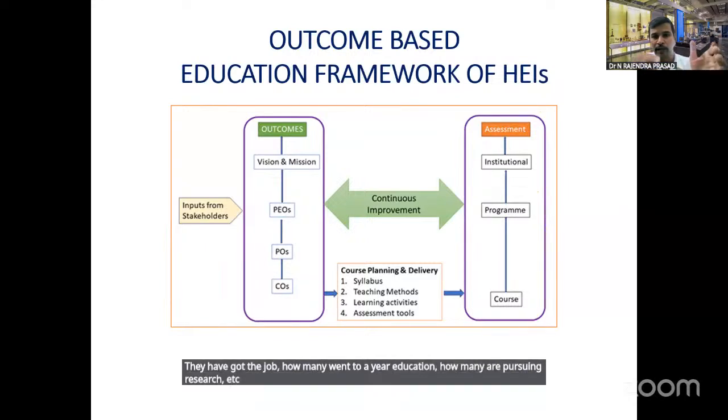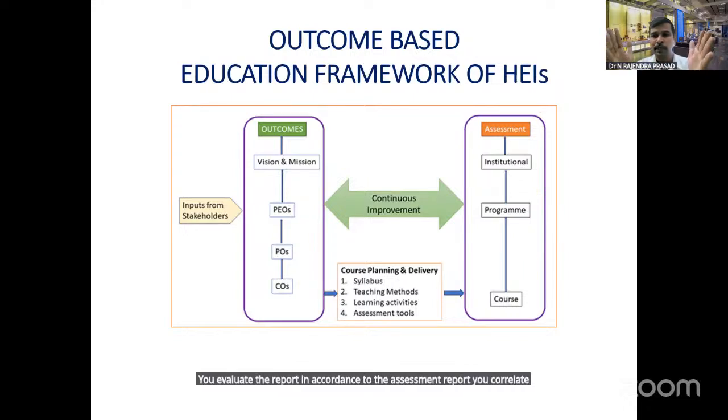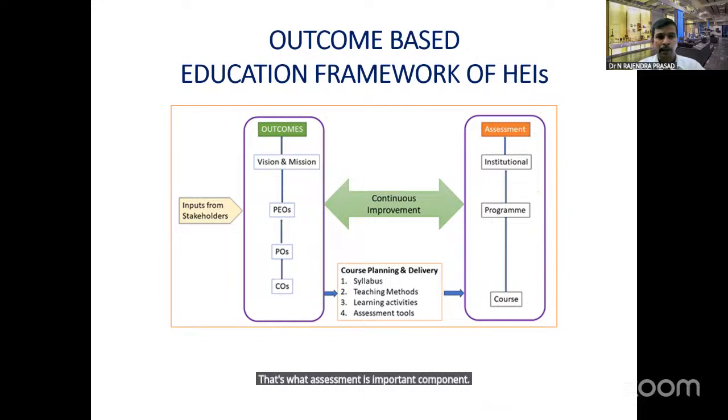You categorize, you calculate, you consolidate, you evaluate the report in accordance with the assessment report, you correlate, then you will have a clear picture of what modifications need to be done. That's why assessment is an important component. And inputs from stakeholders are very important.